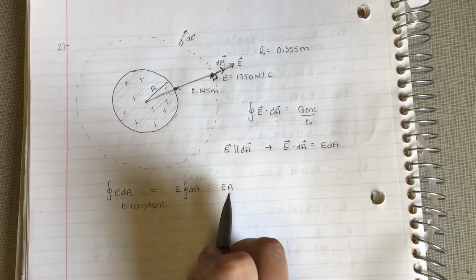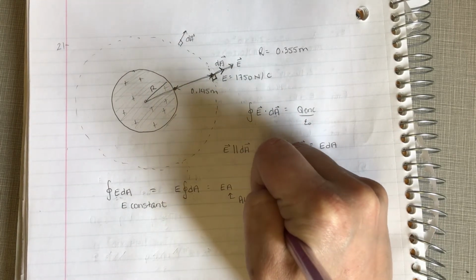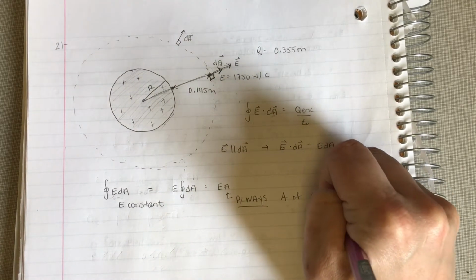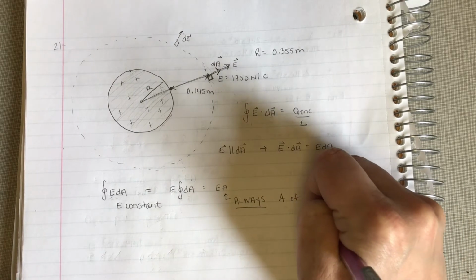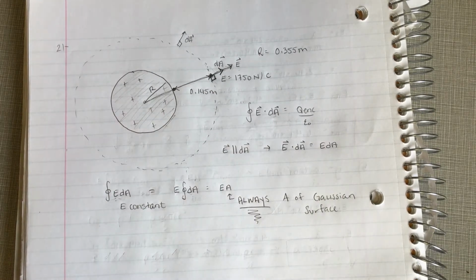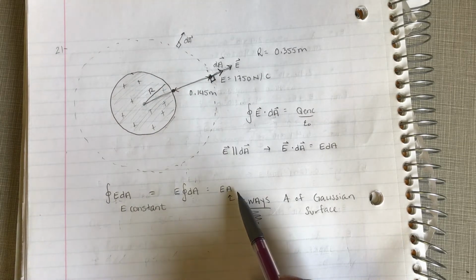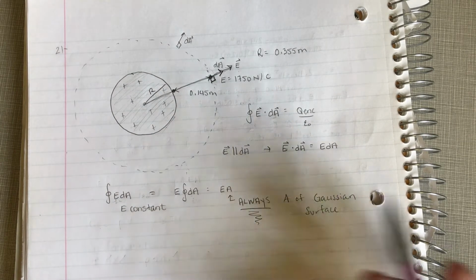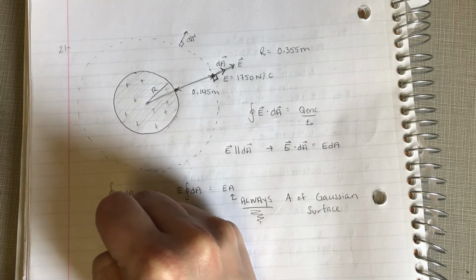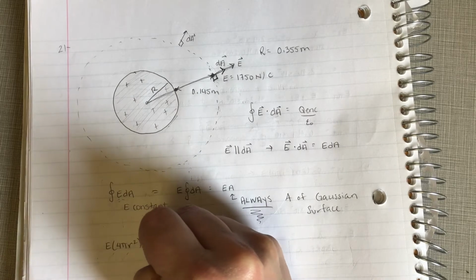This area is always the area of your Gaussian surface. So we're going to say area of Gaussian surface. Always. All right? So in this case, it's a sphere, so our A is going to be the surface area of a sphere, 4 pi r squared. So now we have E times 4 pi r squared is equal to Q enclosed over epsilon naught.